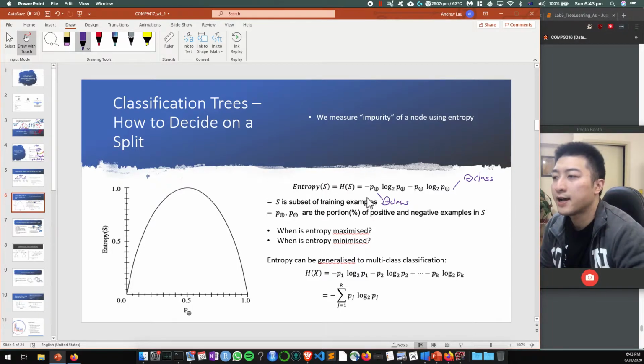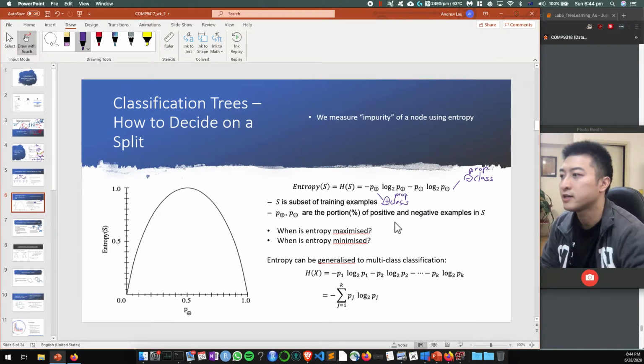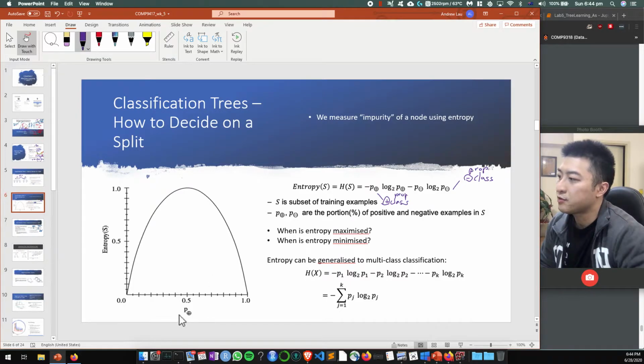Right? And the P there is, I guess, the proportion. I think they mean it as probability, but they're estimating it using the proportion. So this is a proportion that's positive class, and that's the proportion that's negative class, right? And we have this little graph here, and again, remember this is the proportion that's positive class.